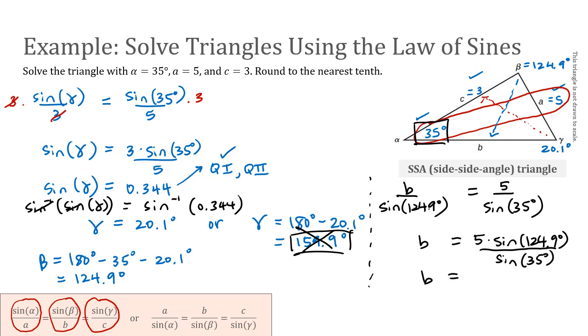And when I put that into my calculator, let's see what I get here. I got 7.152037118. Rounded to the nearest tenth, that's going to be approximately 7.2. So I'm going to go ahead and mark that on my triangle, and I think I'm done.